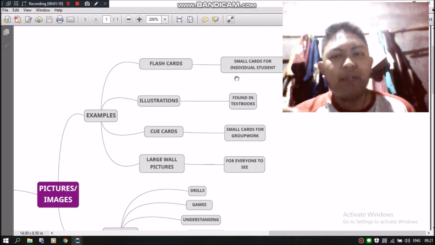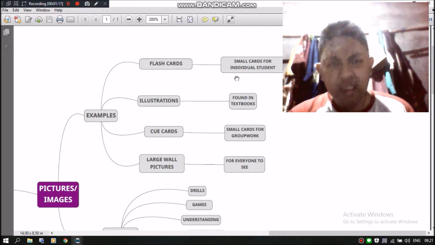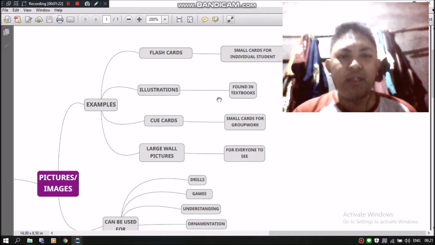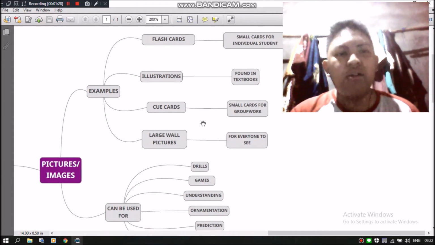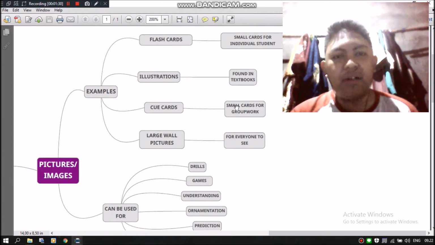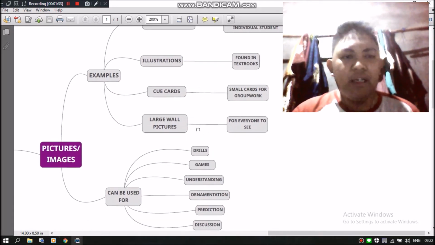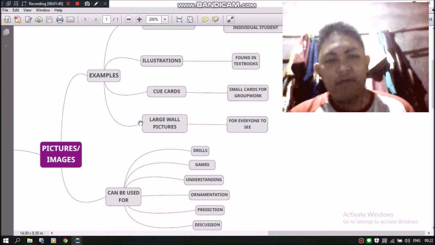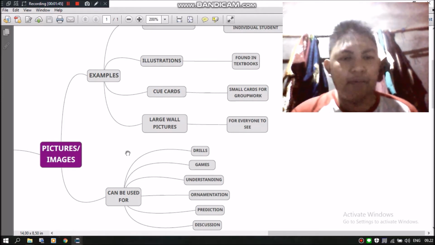This works best when the students intend to study on their own, so they can use flashcards to study on their own. The next is illustrations, which are mainly found in textbooks, and the third is cue cards, which are small cards for group work, and the last is large wall pictures, which is pretty explanatory. Large pictures on the wall are used to show an image for everyone to see.